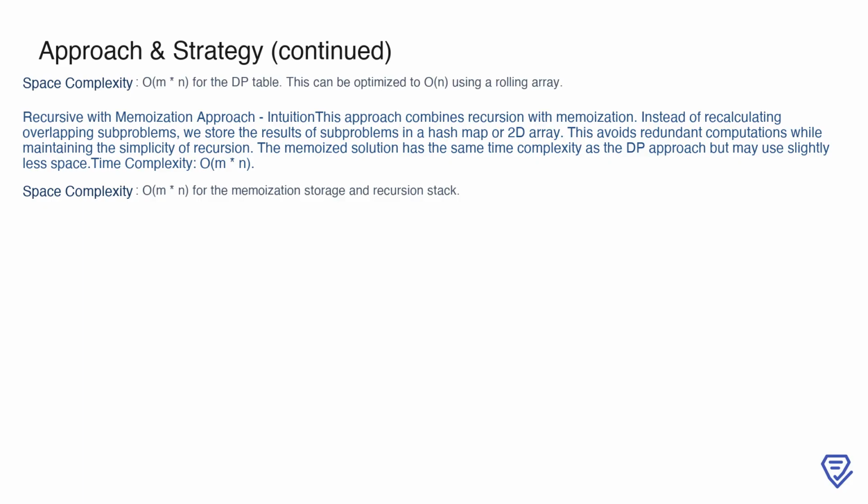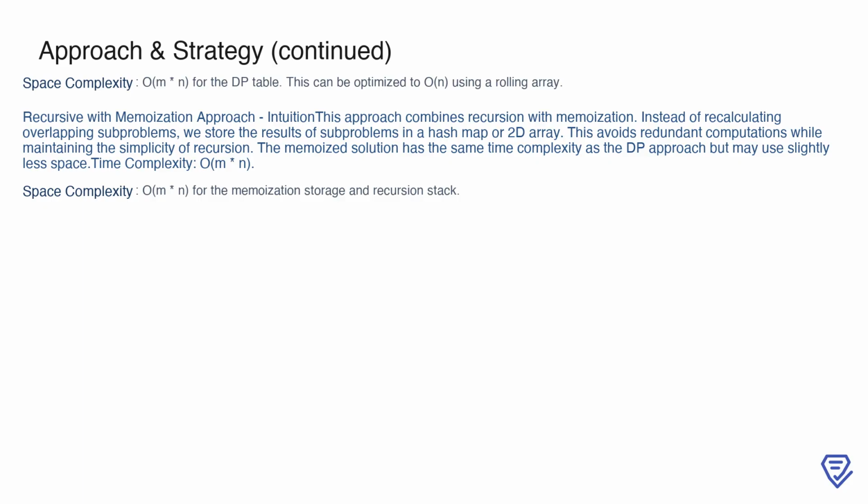Another alternative is the recursive approach with memoization. This combines the simplicity of recursion with the efficiency of caching. Instead of recalculating overlapping subproblems, we store their results in a hash map or a 2D array to avoid redundancy. This method shares the same time complexity as the DP approach, O(m*n), but may use slightly less space in practice. However, it still requires O(m*n) space for memoization storage and the recursion stack.